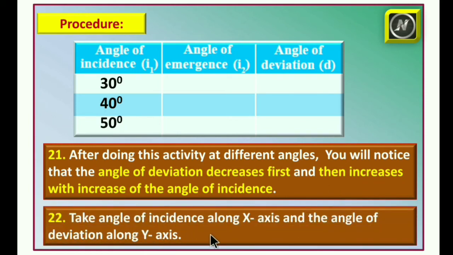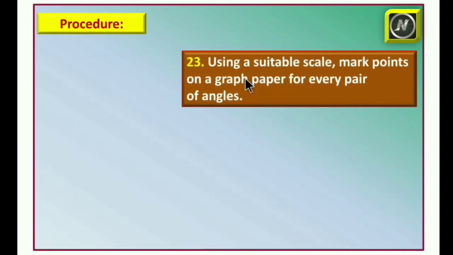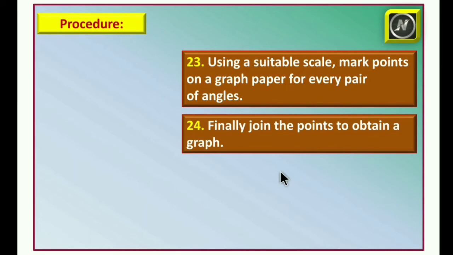Take the angle of incidence along the x-axis and the angle of deviation on the y-axis. Using a suitable scale, mark points on a graph paper for every pair of angles. Every pair of angles means on the x-axis we take the angle of incidence, and on the y-axis the angle of deviation. And finally join the points to obtain a graph.